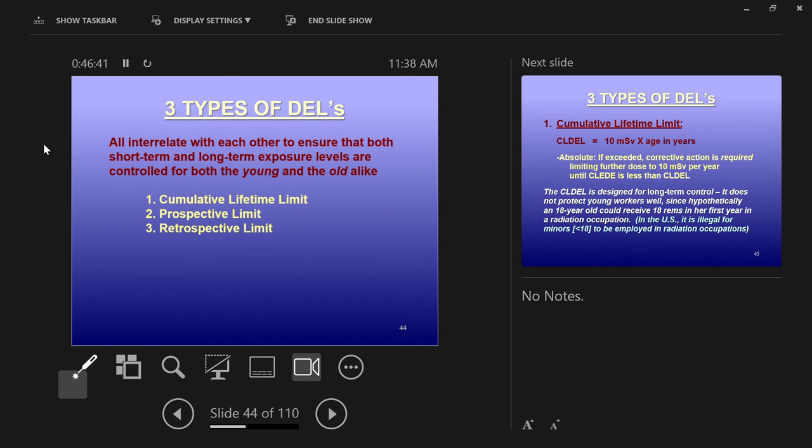Okay, so our 3 types of dose equivalent limits, which we'll get numbers for here in just a moment, include the cumulative lifetime limit, or CLDEL, cumulative lifetime dose equivalent limit. Number 2, the prospective limit. That's the one we were just talking about. And number 3, the retrospective limit. We have 3 to learn.